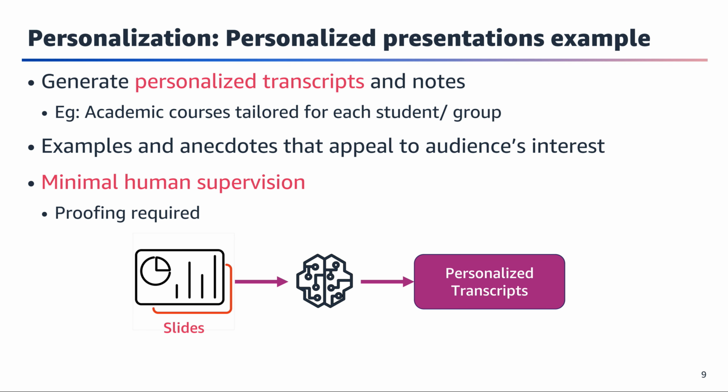Another possibility is the personalization of educational content through AI-assisted transformation. Our system takes standard slides and converts them into personalized transcripts, requiring minimal human supervision while maintaining quality through necessary proofing steps. The key advantage is the ability to tailor content to specific student needs and interests, making learning more engaging and effective. While the process is largely automated, we maintain quality through strategic human oversight at critical points.